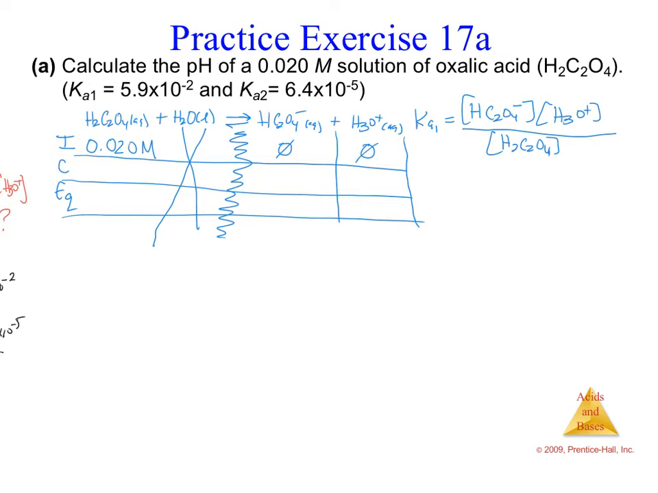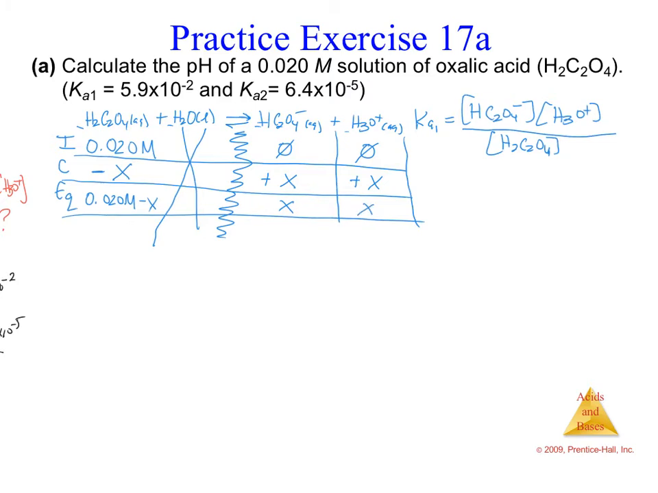Again, at equilibrium, what happens is I have a change. I'm going to use up my reactant, so it's minus X, and I make products plus X and plus X. It's a 1-to-1 mole ratio, because all of my coefficients are 1. And then for EQ, I add up the columns, so I end up with 0.020 molar minus X, X, and X.